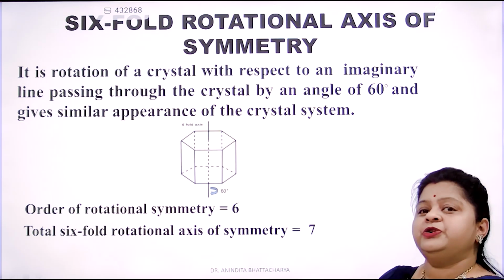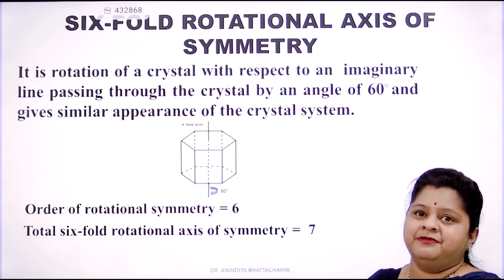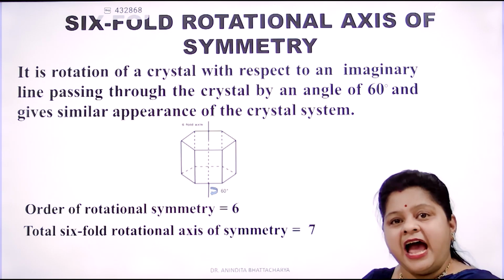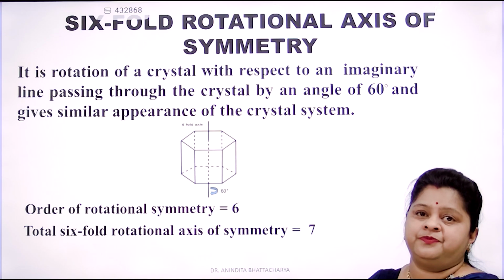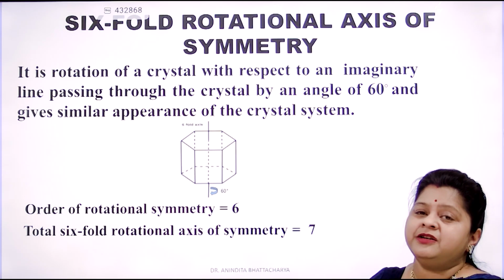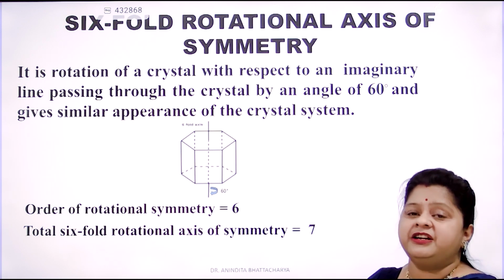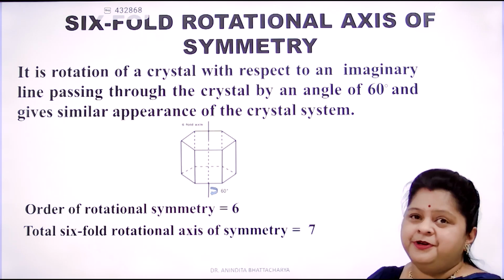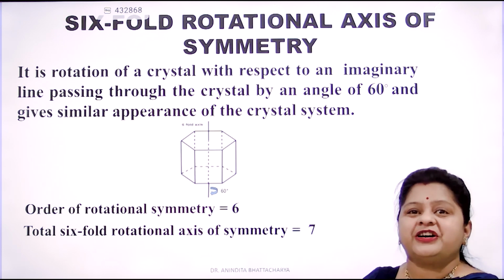Moving over to the six-fold symmetry. It is generally in the hexagonal structure. It has to turn 6 times because the angle is 60 degrees. So order is 6. But how many total axes can we have? We will have 7 different rotational axes. So I hope this clears how many rotational axes a particular structure will have.